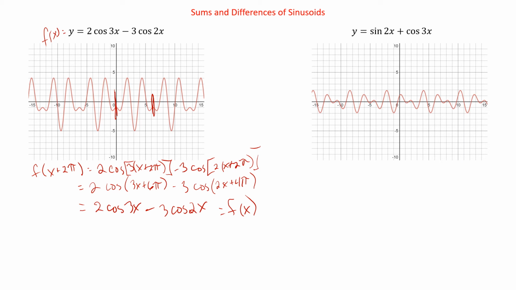We could do the same thing, and they would look the same, like sine of 2 times x plus 2 pi and cosine of 3 times x plus 2 pi. We're going to have those full circles, and it is periodic.